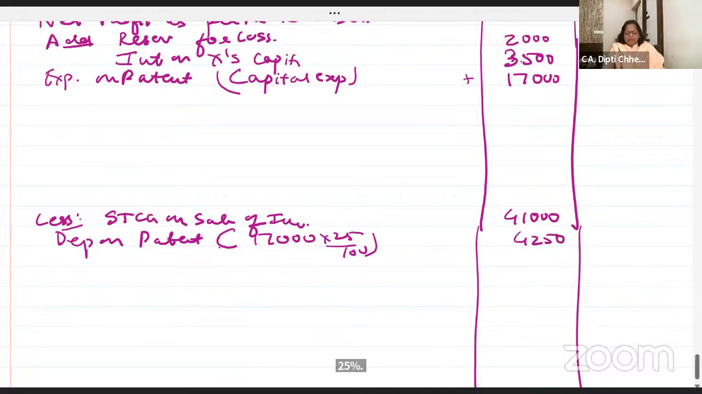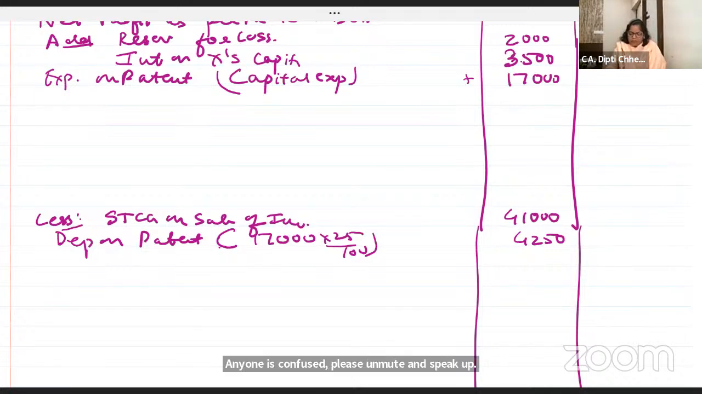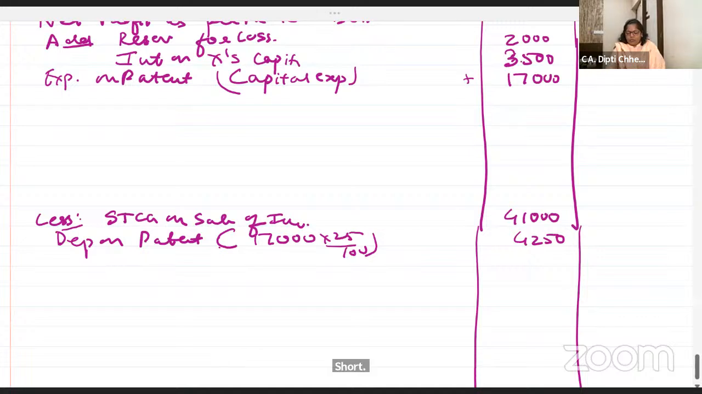4250. Anyone is confused? Please unmute and speak up. Ask, if you have any doubt, ask.